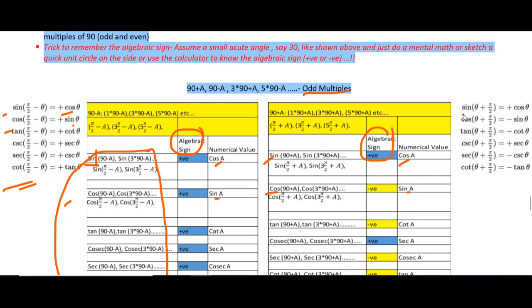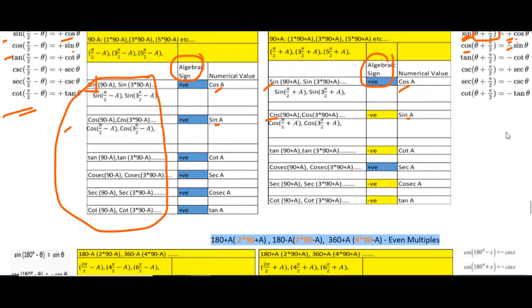Whether it's plus or minus over here, this algebraic sign will be derived by the simple logic I gave you. Imagine in your head a small angle, calculate the combined angle, see which quadrant it falls in, and wherever the bigger function falls, the algebraic sign will be written for that. If you think the sign is going to be positive in that quadrant, then you just take plus. If you think the cosine is going to be negative in that quadrant, you take minus.